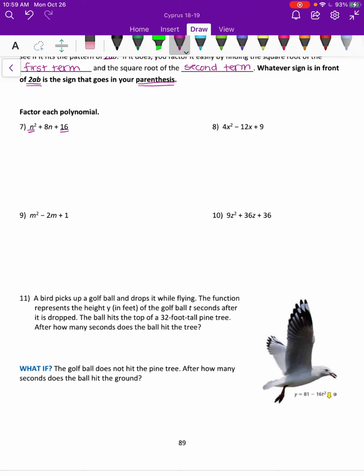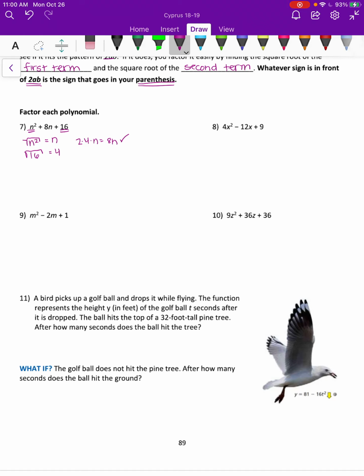Okay? So to check for that middle piece, is that middle piece 2AB? Let's first find out what a and b are. And this a and b is different than the a and b in our trinomial. A and b refers to what's the square root of n squared and what's the square root of 16. Well, square root of n squared is n, square root of 16 is 4. So if I times 2 by 4 and n, will I get 8n? Yeah. 2 times 4 times n is 8n. So that works. Okay.